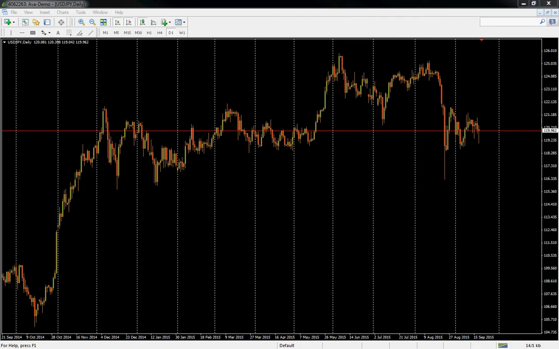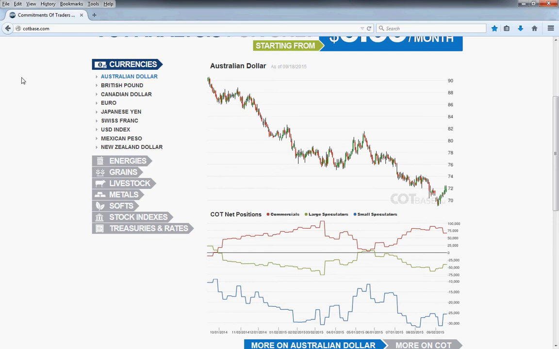Some sites convert that information into charts, and one that I do like to look at sometimes is cotbase.com. You get this information for free. If you want extra information, obviously you have to pay for it. You can see here the currencies, and if you click on them it'll bring up a chart and you can see the players in the market and what position they've got. So that's another one.